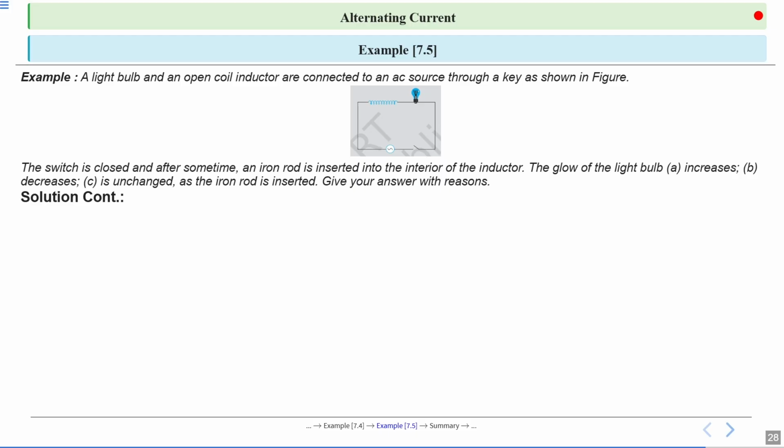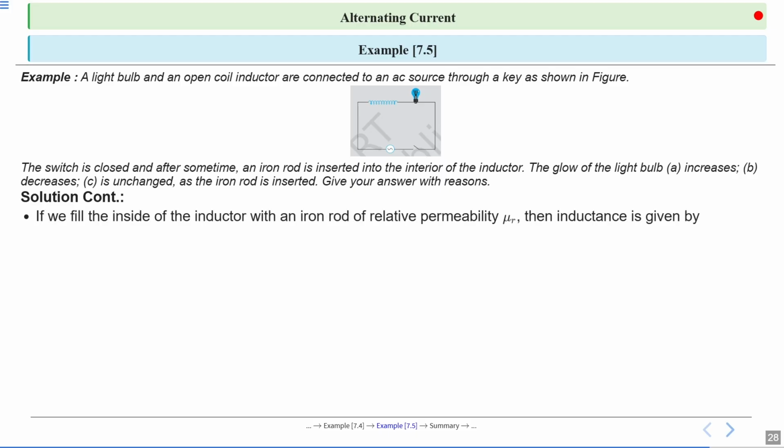Now when we insert the iron core inside the interior, if we fill the inside of the inductor with an iron rod of relative permeability mu r, then inductance is mu naught mu r N square AL. When there is no material core inside the inductor, L will be equal to mu naught N square AL. When there is a material core inside the inductor, L will be equal to mu r mu naught N square AL. Okay, NCERT equation 6.16.